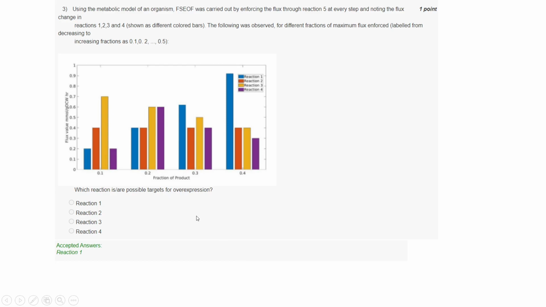So you have your fraction of the product on the x-axis, so 0.1, 0.2, 0.3, and 0.4, your fraction of product is increasing, and on the y-axis is your flux value.